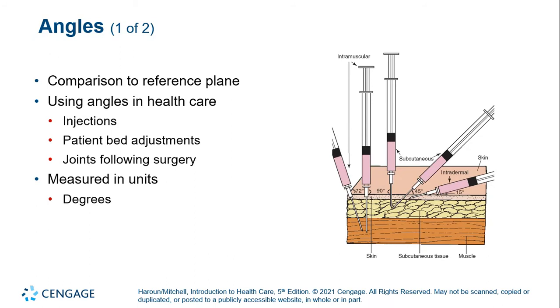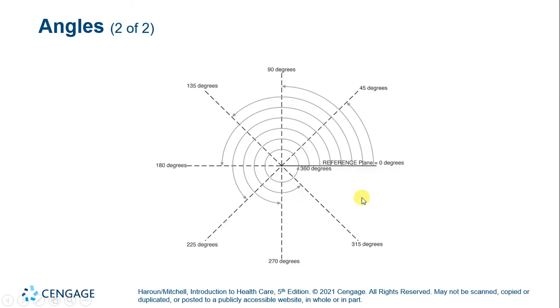Angles we do use in healthcare in terms of injections, in terms of physical therapy, range of motion, patient bed adjustments. So it is important to understand how angles work, and here you see that straight up is 90 degrees, so half the way up is 45, and then beyond that would be more than 90 degrees. 135 degrees would sit over here.